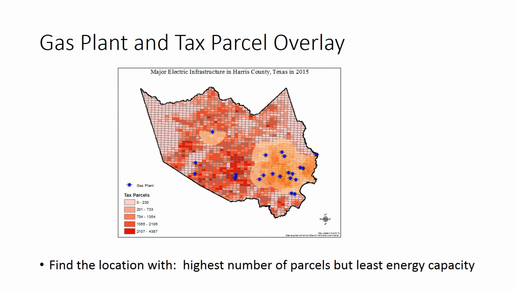The goal of the project is to find areas that have a high population but a low energy capacity. By analyzing the two layers together, I can find the areas where a new energy infrastructure may be required, such as a new substation.